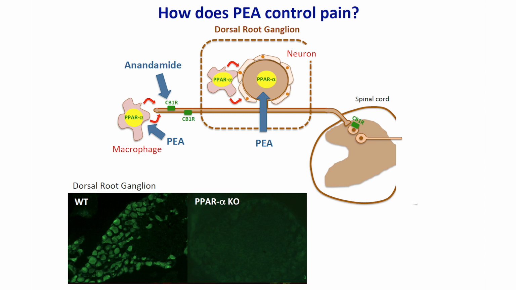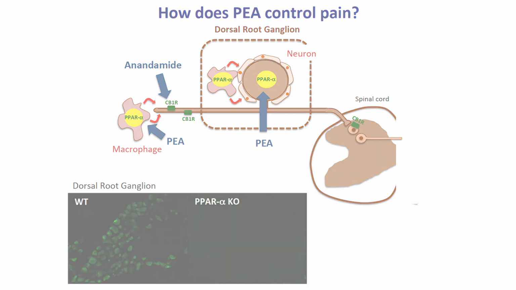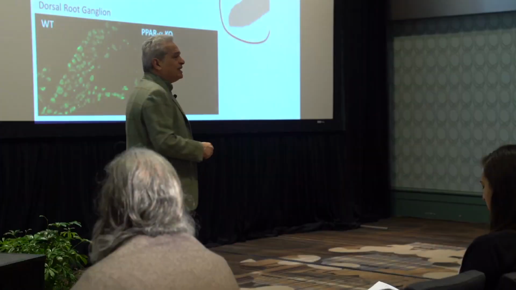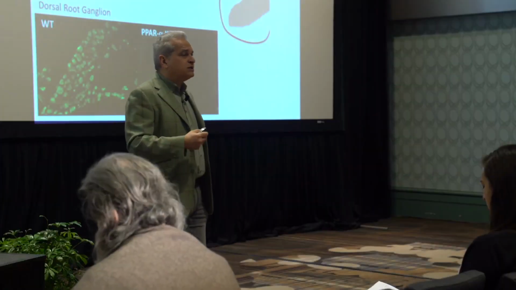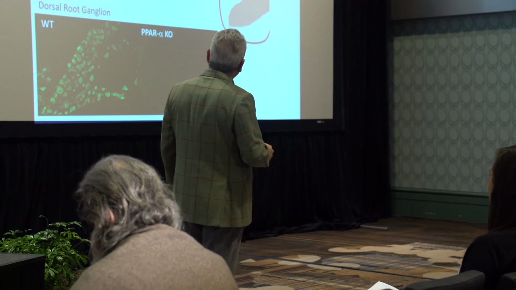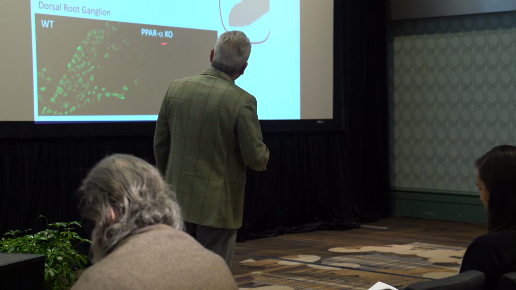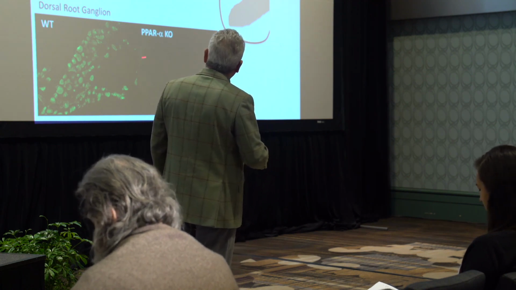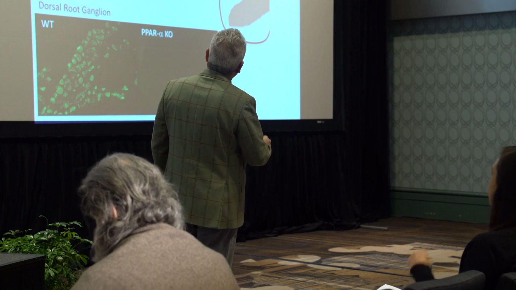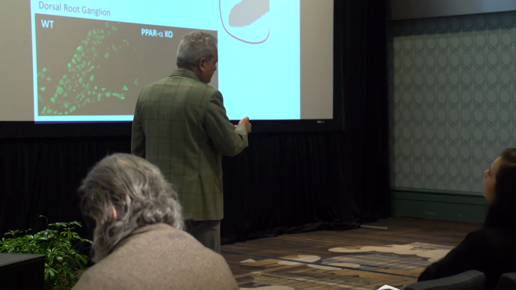And here is just a slide, a photograph, to show you the localization of PPAR-alpha in the dorsal root ganglia of mice that have PPAR-alpha. And this is when we knock out, we remove genetically PPAR-alpha through a process called homologous recombination. We remove it, and you see the signal completely goes away. So this is PPAR-alpha in the dorsal root ganglia.